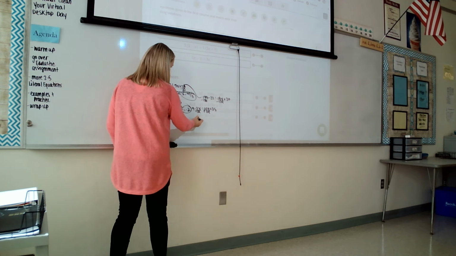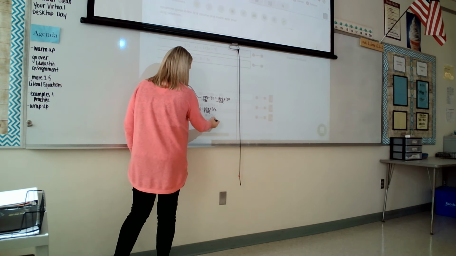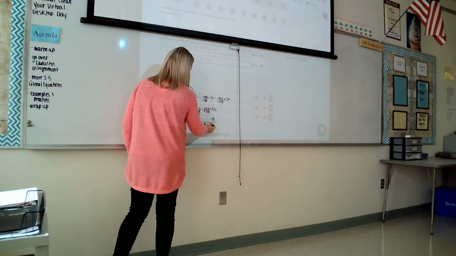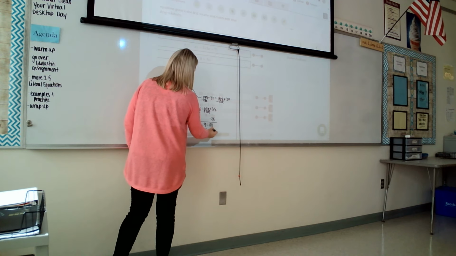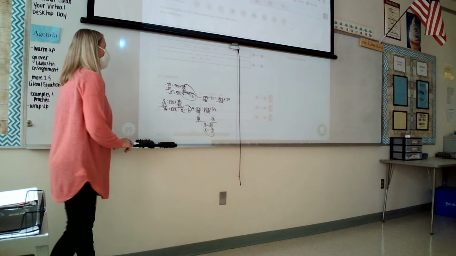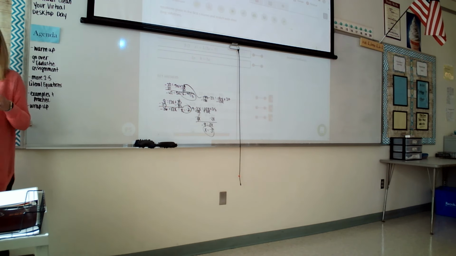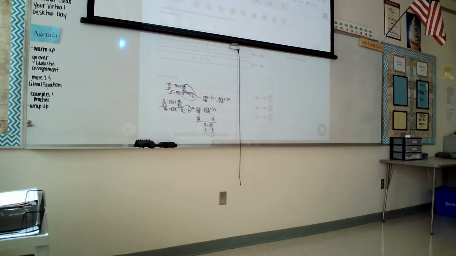And then this one, I'm gonna move the 2x over here. Negative 9 equals 3x, so x would equal negative 3. Beautiful. So you saw some different setups. I like to throw those in there just so we're getting used to the program.